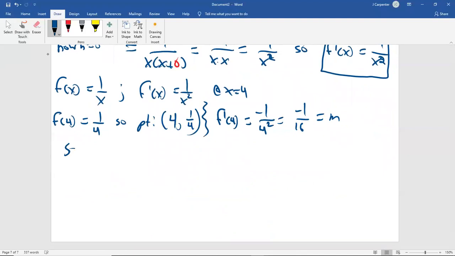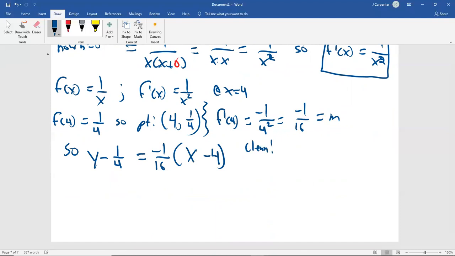So y minus y1 is y minus 1/4 equals m, which is negative 1/16, times parentheses x minus x1, which is x minus 4. Clean it up.